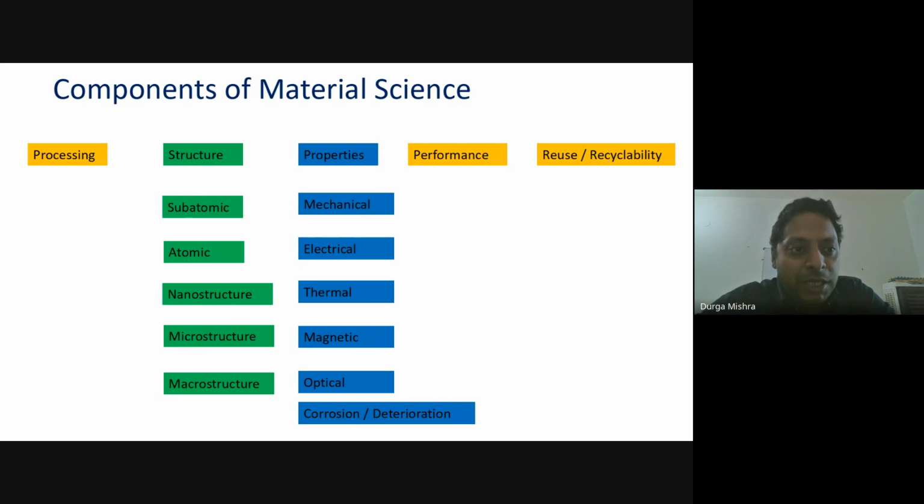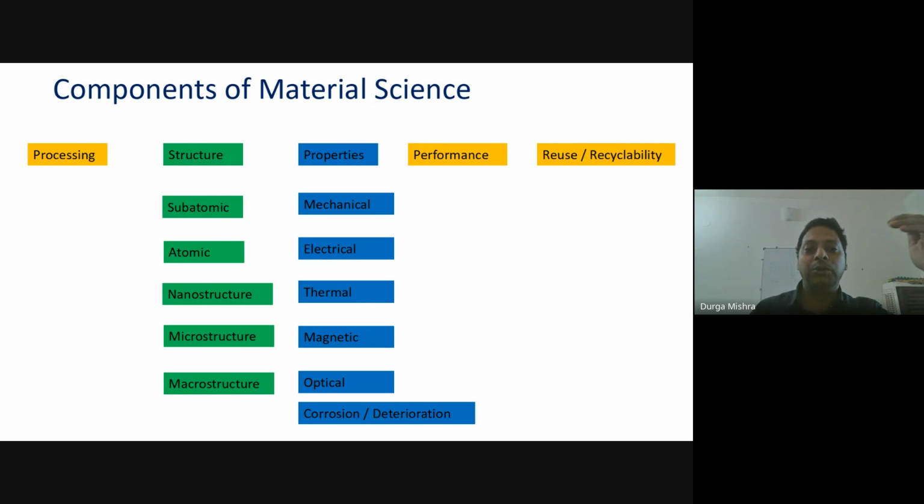So the first component is the processing of the material. So that means how you can produce or make these materials. Okay, that is the most important thing. So what are the technologies that we have so that we can fabricate a device or make a material, so that is quite important. Then, what kind of structure a material can have will also be very important when we look at material science. So the structure is a very broad term I am using.